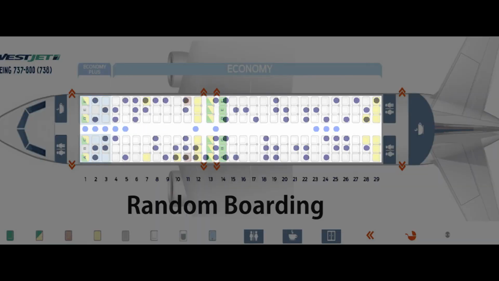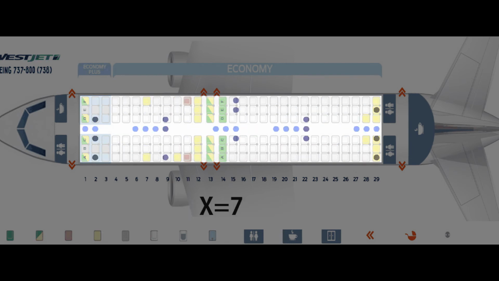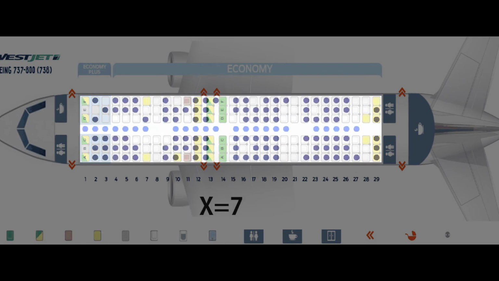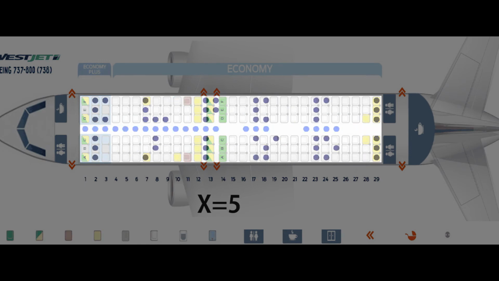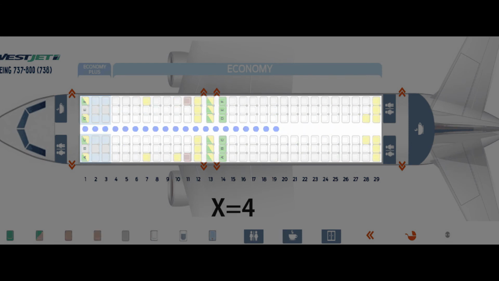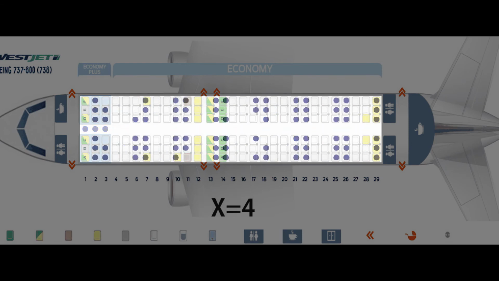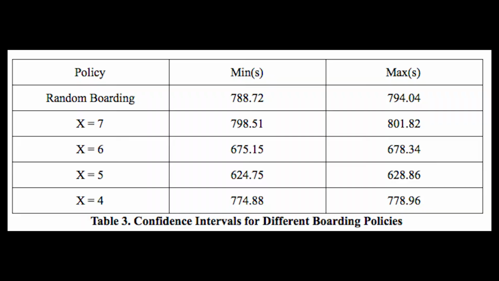To see the effect of how different X values reduce the boarding time for the same A320 model, we come out with the following result. As a matter of fact, for X equal to 4, 5, or 6, the boarding time is faster than the randomized policy for our A320 model. And this is the optimal solution for our simulation model.